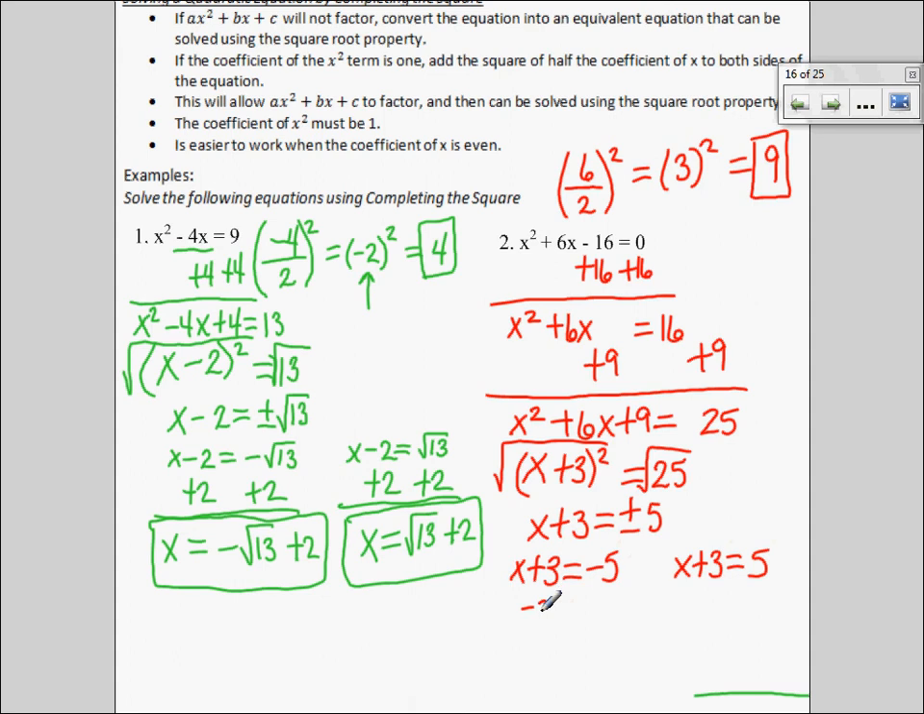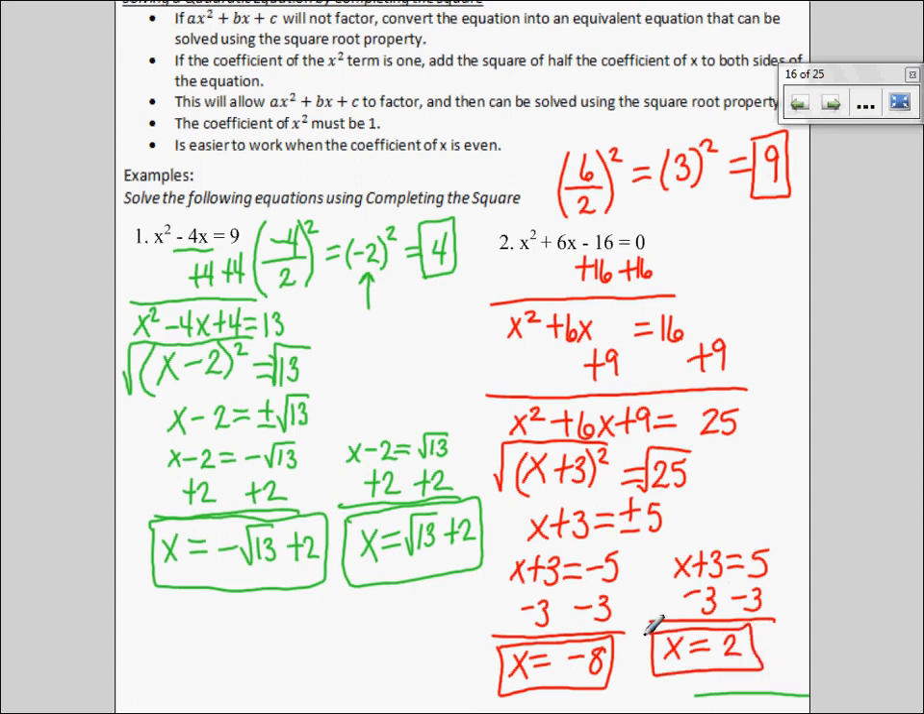Now to solve for the variable, we want to subtract 3 on both sides. So we have x equals negative 5 minus 3, or just x equals negative 8 as one solution. For the other solution, we have x plus 3 equals 5. To solve for the variable, subtract 3 on both sides. So x equals 5 minus 3, or just x equals a positive 2.